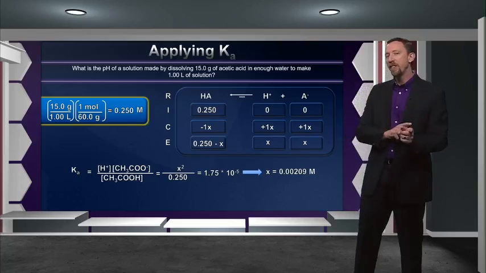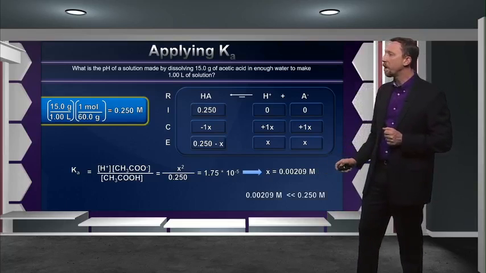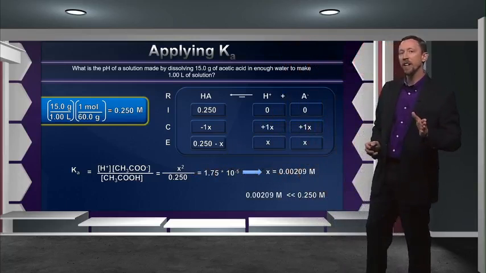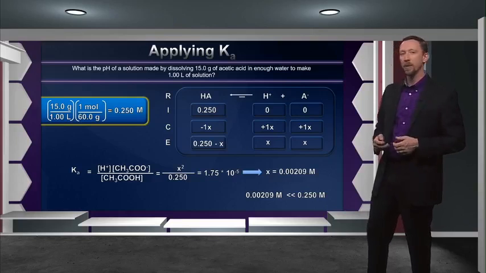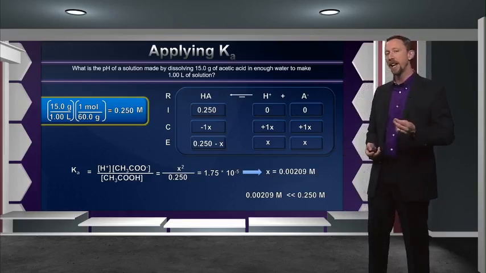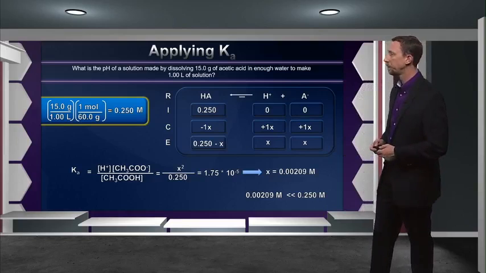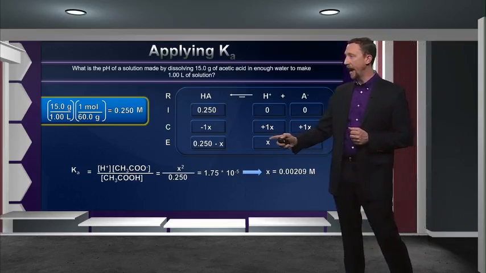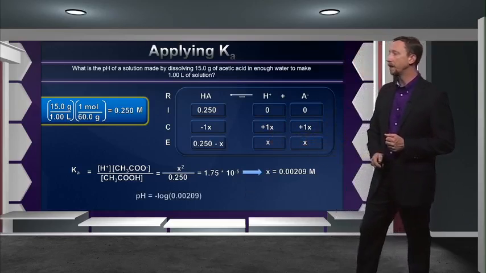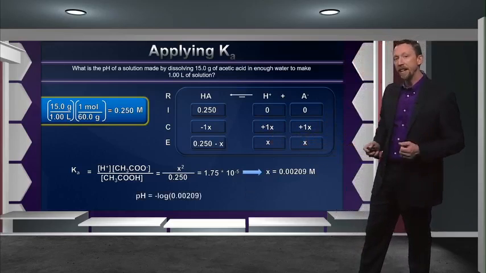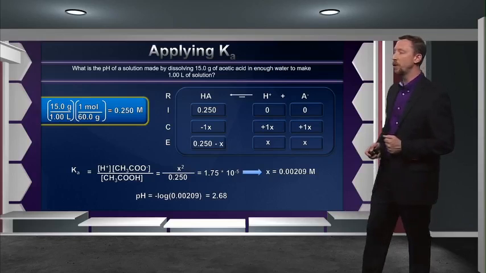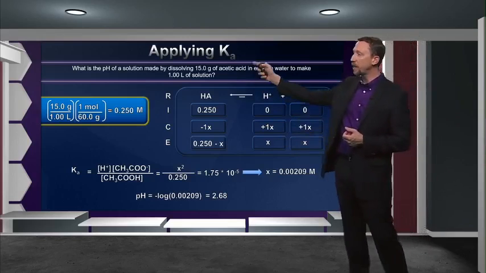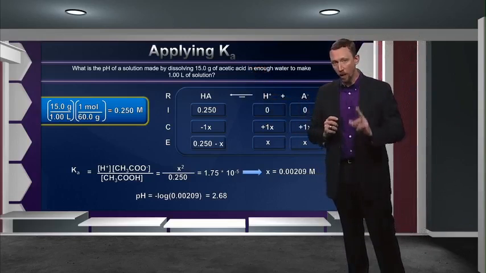Now I can go back and justify that earlier assumption. This number is much, much smaller than the original number that I would be subtracting it from. Because my answer is just about 1% of the number it was being subtracted from, I can assume that it has a negligible effect on the outcome of my calculation. The outcome of that calculation is that the proton concentration, x, is equal to 0.00209 molar. And taking the negative log of that number gives me the pH of my final solution. 2.68 is the pH that I expect to get when I dissolve 15 grams of acetic acid in enough water to make 1 liter of solution.